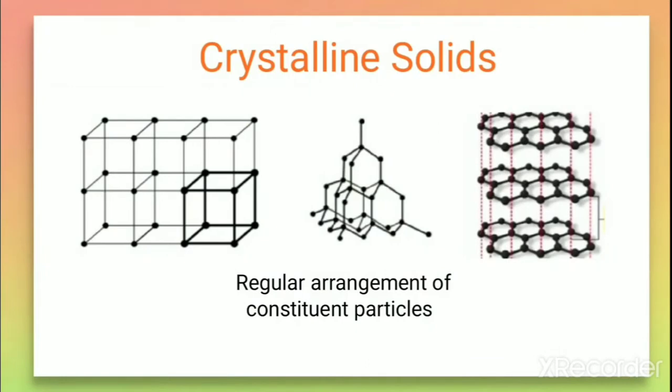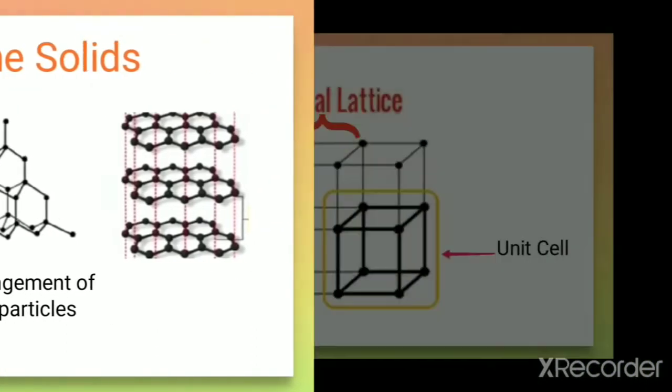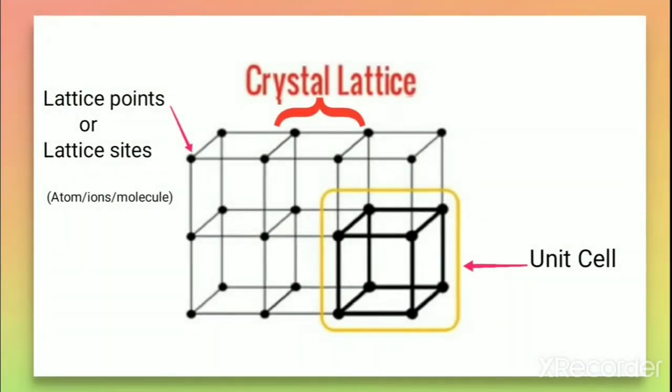As we have already discussed, crystalline solids have a definite, orderly arrangement of the particles in three-dimensional space. As we have discussed the structure of NaCl, diamond, graphite, in all these we can find a definite, regular arrangement of the particles. This entire arrangement is called the crystal lattice.